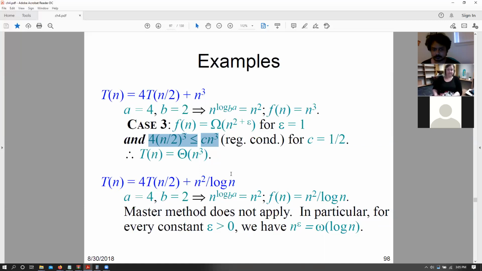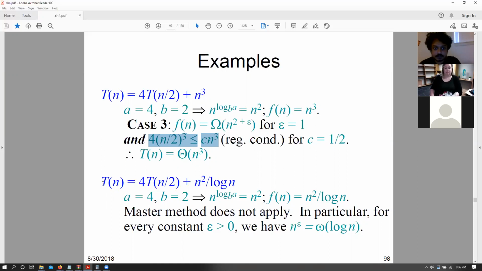Do I need to check that regularity condition? Not usually, because for all polynomial functions of n, it usually applies implicitly, but it's a good thing to check because there are certain cases where this condition does not hold. Okay.